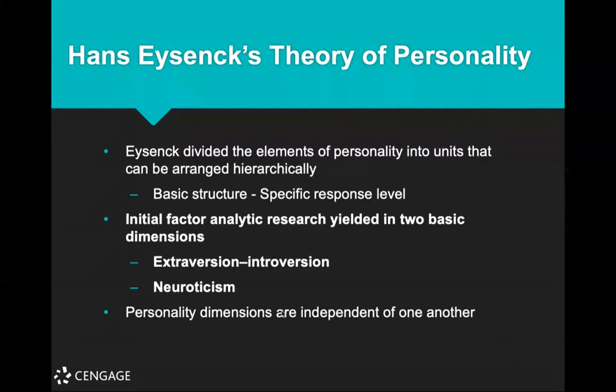So he said that there are basic structures that are at the bottom of the hierarchy that are defined as the specific response levels. For example, an extrovert will behave in more friendly ways when he goes out. So there were these specific behaviors that certain dimensions of personality could be deconstructed into. His initial factor analytic research yielded two basic dimensions, which we spoke about just now: extroversion-introversion and neuroticism. And he said that these personality dimensions were independent of one another.